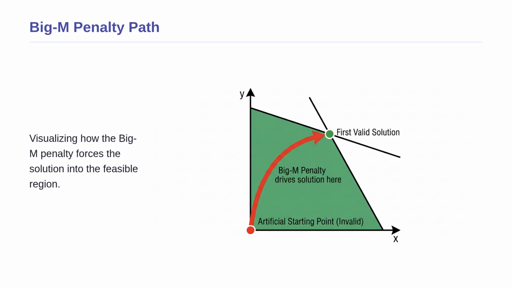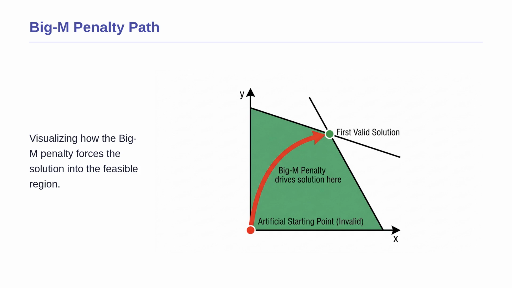To truly understand what we just calculated, let us look at this visually. On this graph, the green shaded area represents the valid, feasible region where our real solution must live. However, because of our greater than constraints, we started at the origin, marked by the red dot. This is our artificial starting point, and it is completely invalid in the real world.